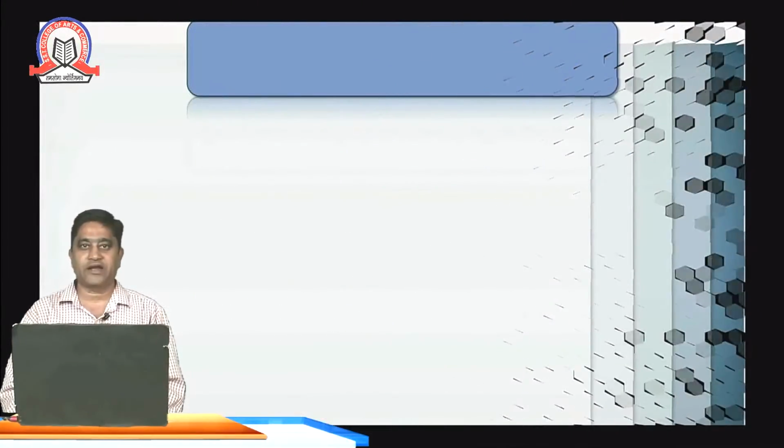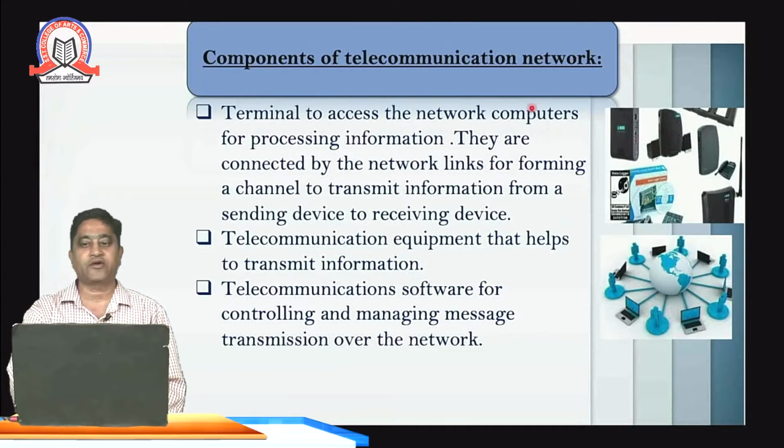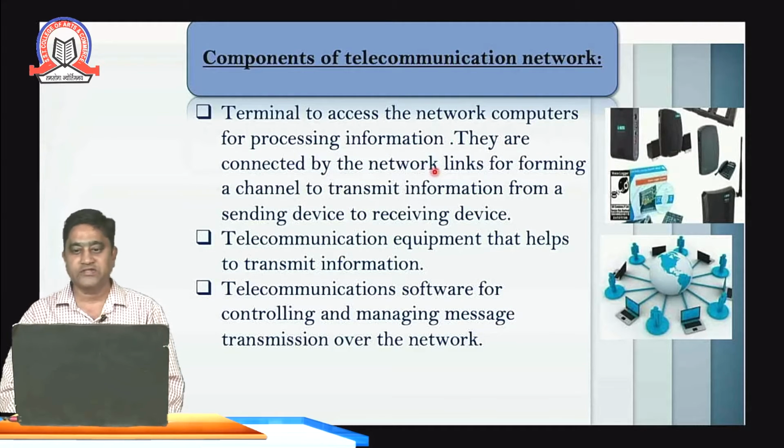Coming to the next slide, I am informing you about the components of the telecommunication network. The terminal to access the network, and computers for processing information, are connected to network links forming a channel to transmit information from the sending device to the receiving device, so that both the sender's device and the receiver's device should be proper. Telecommunication equipment helps to transmit the information, which means that instrument should be equipped with the latest technology, along with telecommunication software for controlling and managing message transmission over the network. These are the different types of telecommunication devices available worldwide for information to be received and sent.